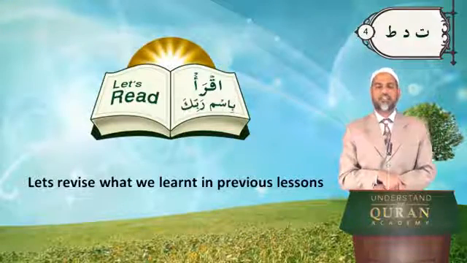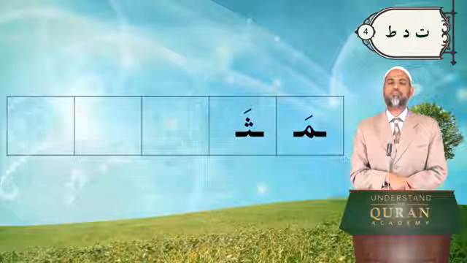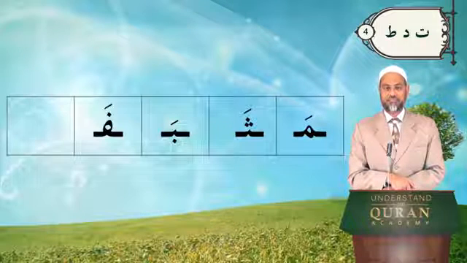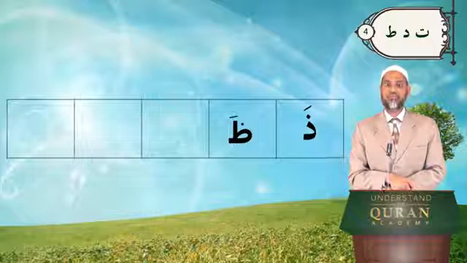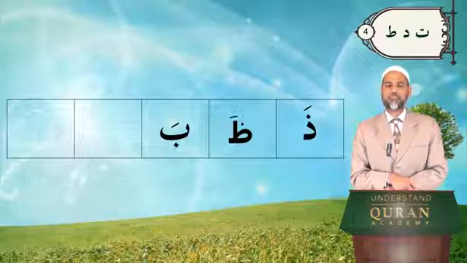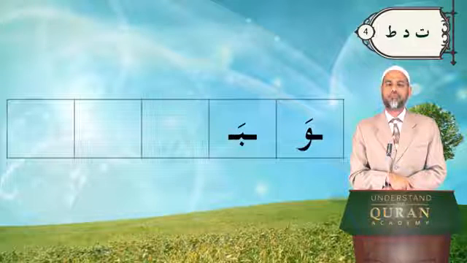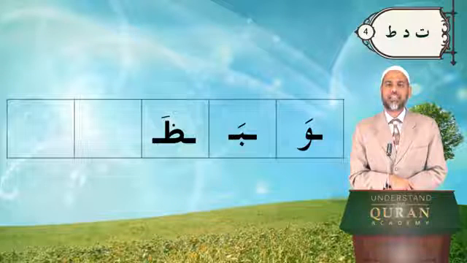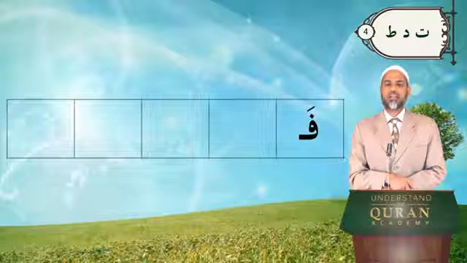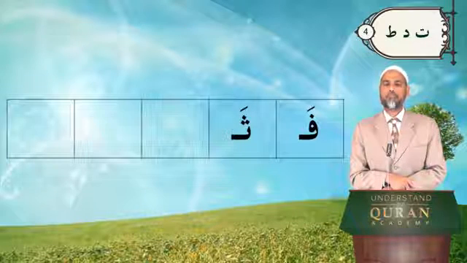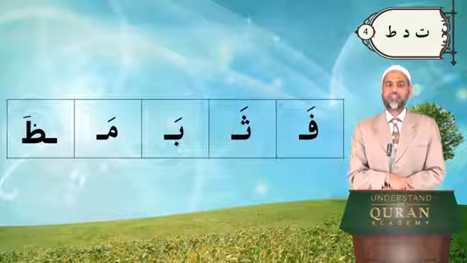Let's revise what we have learned in previous lessons. Can you read with me? Ma, tha, ba, fa, ma, dha, dha, ba, ba, ma, wa, ba, dha, the, dha, fa, tha with three dots, ba with a dot below, ma, dha, very thick and high sounding.